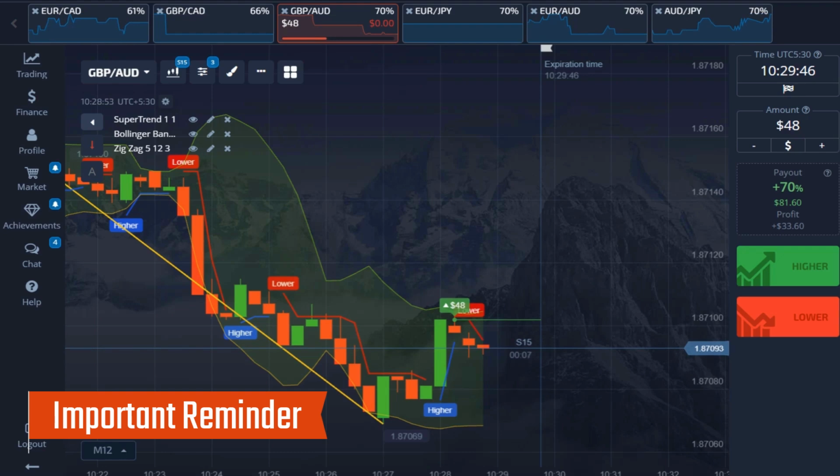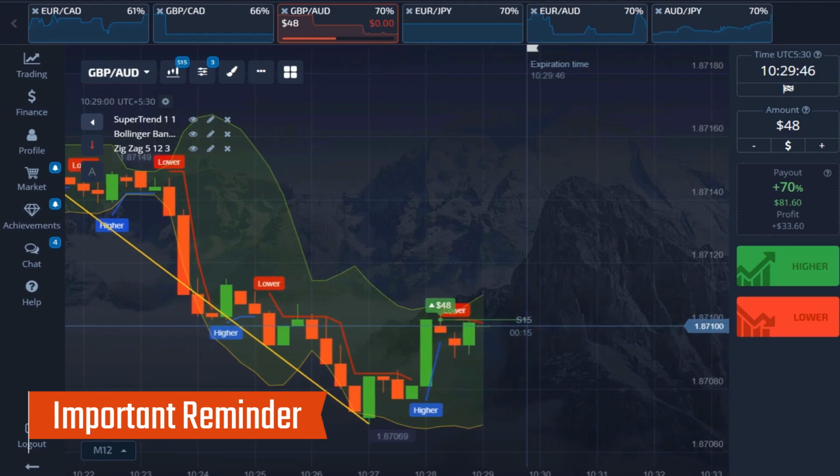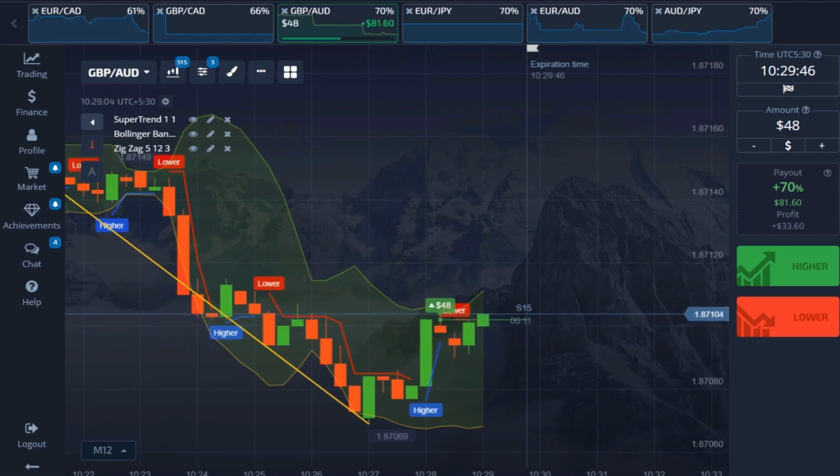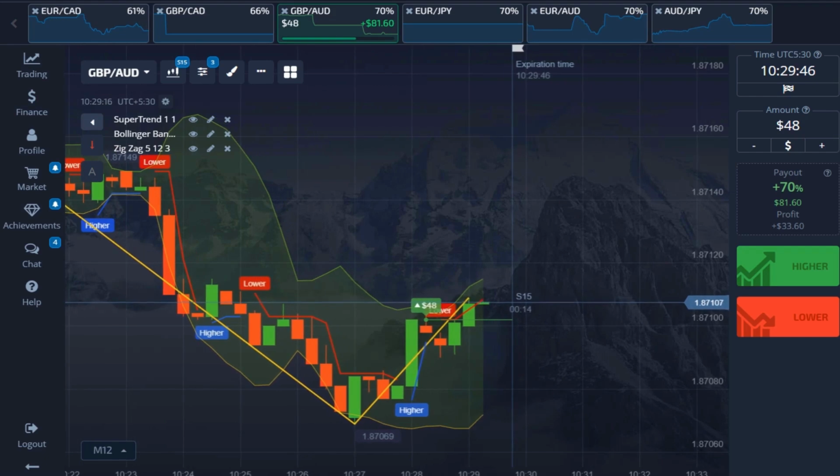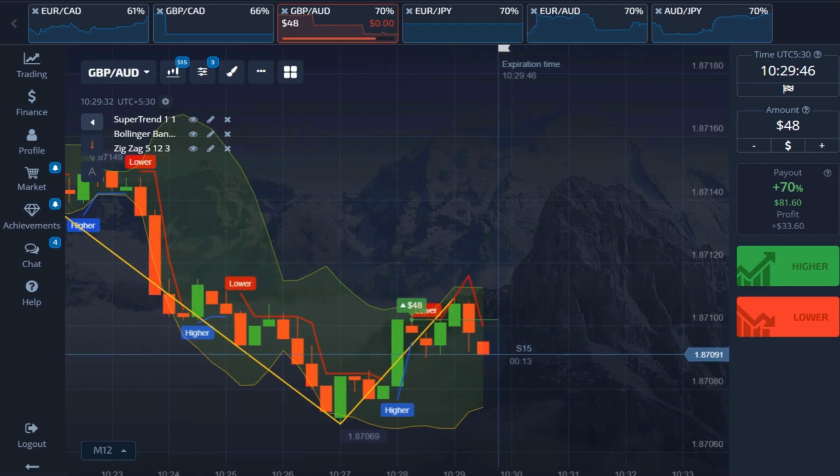Important reminder: trading binary options carries significant financial risk and can result in the loss of your money. Always trade responsibly and only use funds you can afford to lose. Practice on a demo account first to minimize risk. Now, let's see how this trade performs. Profit or loss? Stay tuned to find out.